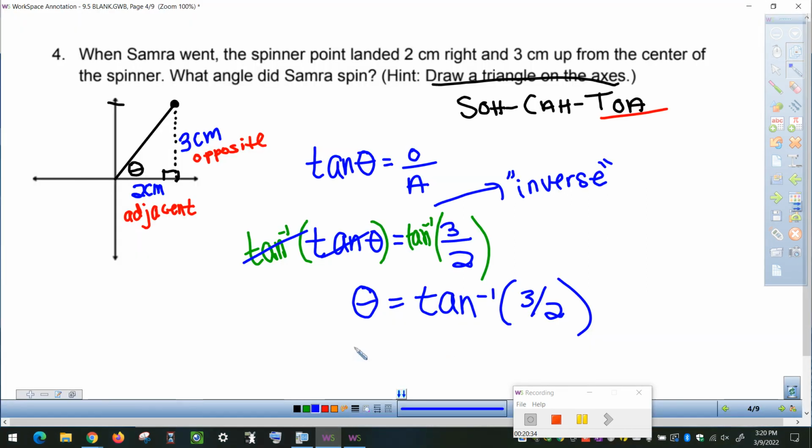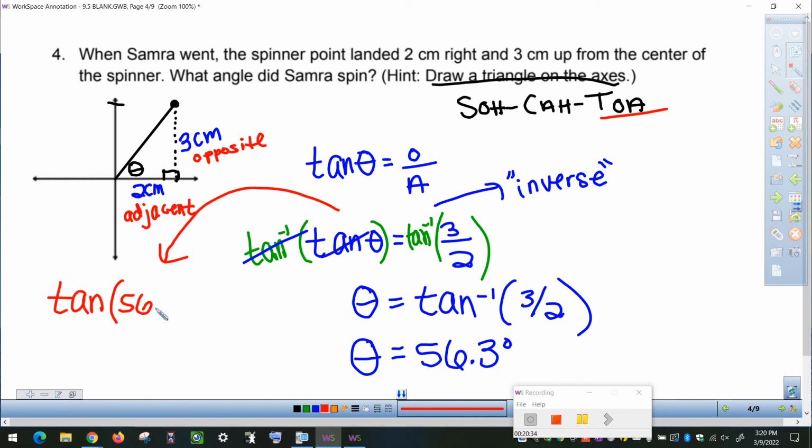So let's go back here to our paper and see, okay, so that was about 56.3 degrees. And connecting it to the original equation that we wrote up here, we checked it. The tan of 56.3 degrees was supposed to equal 3/2, which it did when we did our check in our calculator.